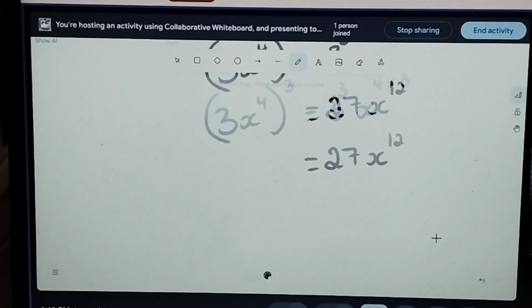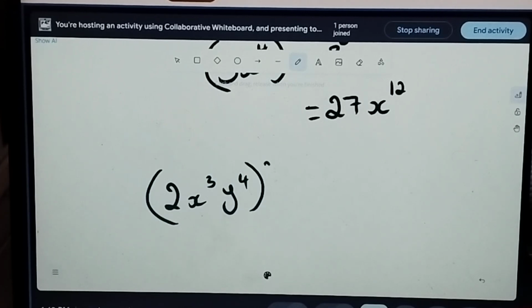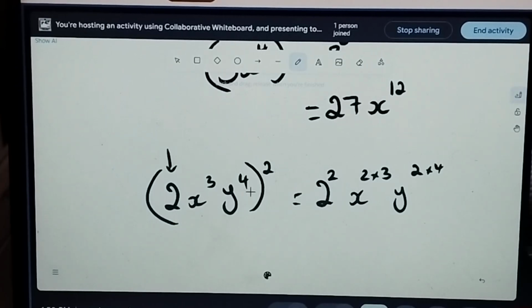So anytime you're raising a power, you could have something like 2x^3 y^4, all raised to the power 2. Then you'd have your 2 to the power 2, x to the 2 times 3, y to the 2 times 4. See what I've done? The 2, I just straight away put to whatever power is outside. So whatever your coefficient is, the number in front, like earlier we cubed it, now we're squaring it. 2 to the power 2 is just 2 times 2, which is 4.